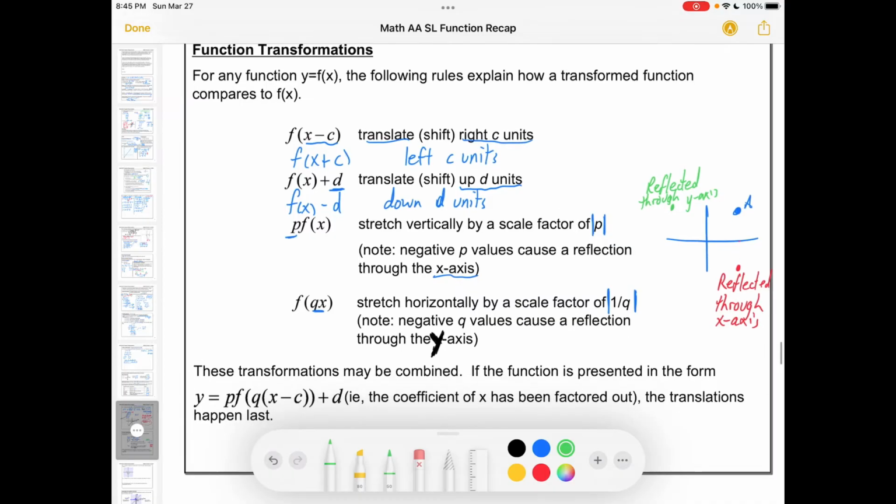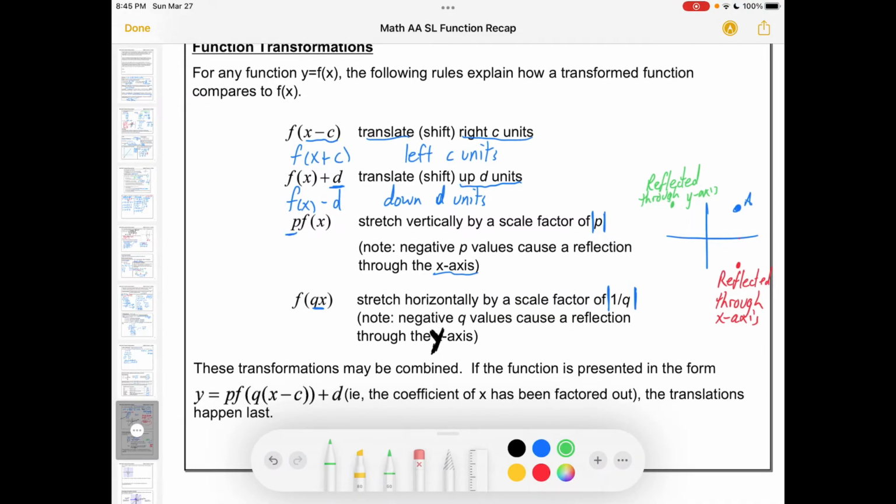These transformations can be combined. If the function is presented in this kind of form here, and again, the letters are arbitrary, but the thing to notice about this is that the coefficient of x is sort of factored out. Okay, so you have q brackets x minus c. If you have it like that, the translations happen last. The order in which the reflections and stretches happen in doesn't matter because a reflection and a stretch is really the same kind of operation. It's a multiplicative operation, whereas a shift or translation is an addition or subtraction type operation. Let's take a look at this in the context of a few examples.